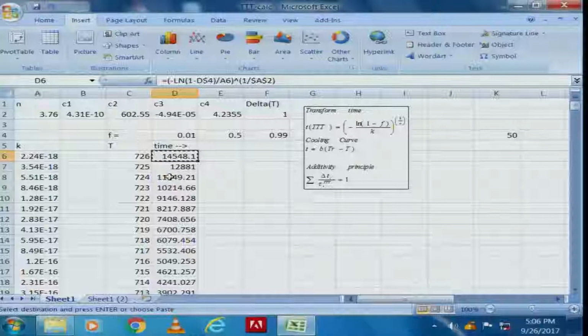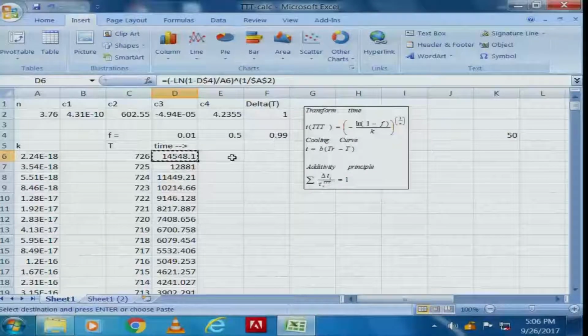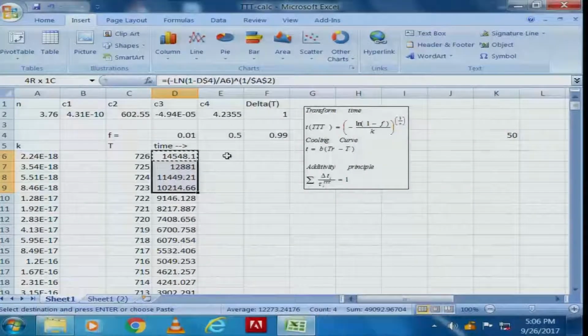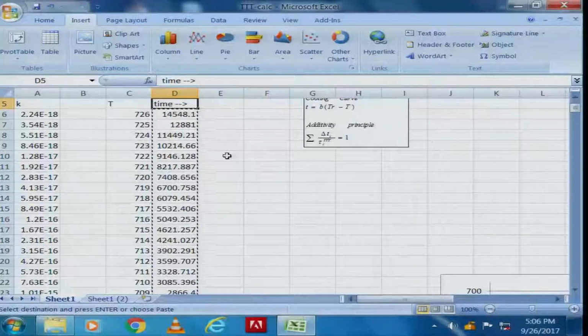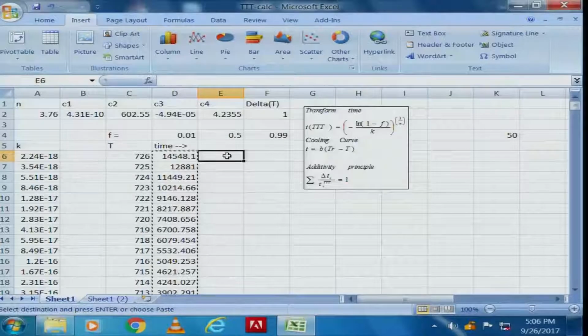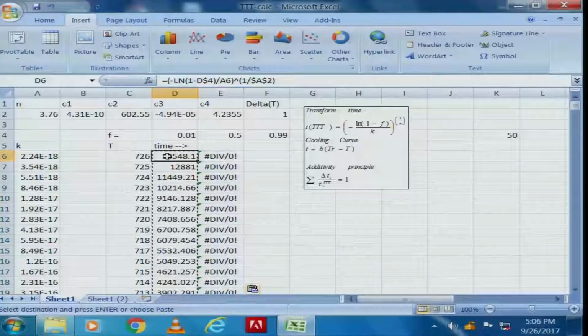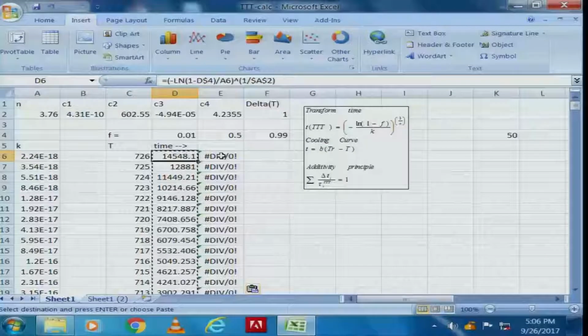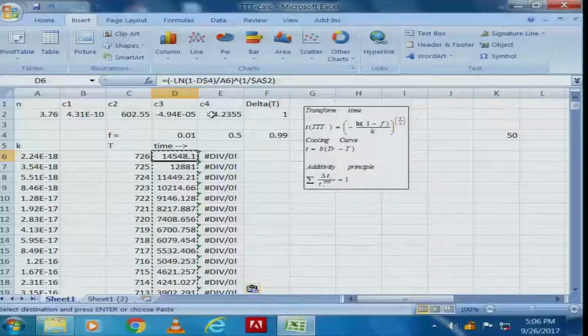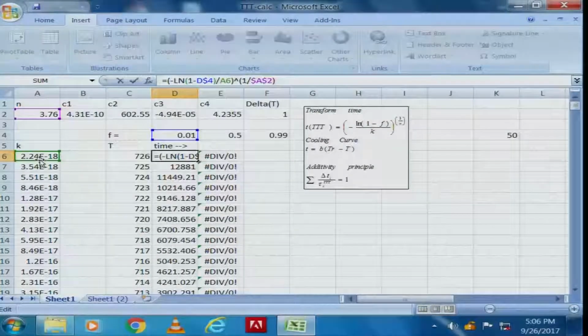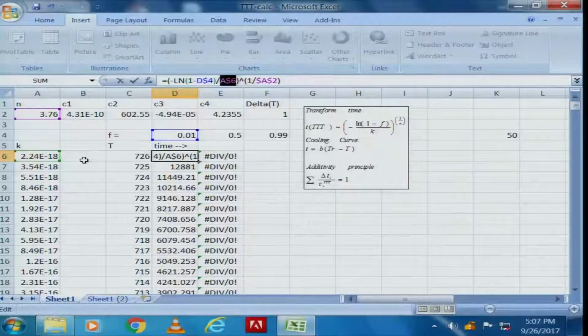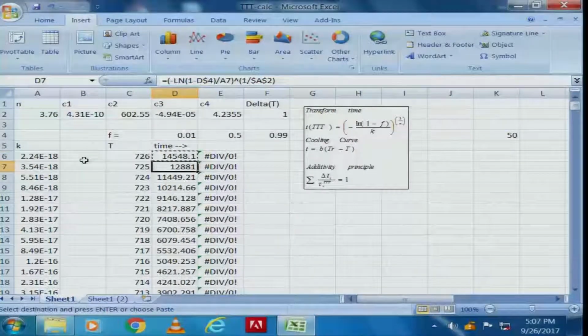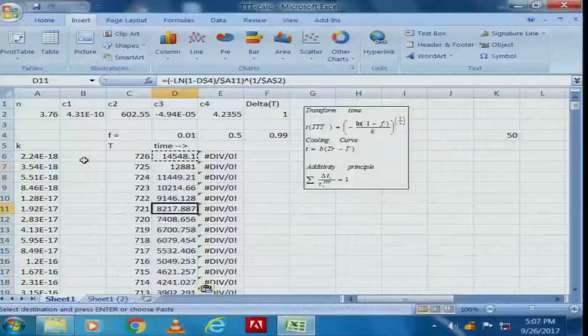All I have to do now to calculate the times for 50% and 99% is to copy this column now. Whoops, I must have made a little mistake here. Yeah, I should anchor A6 in such a way that the column does not change, but the row should be allowed to change. So, I must put the dollar sign in front of A. I will recopy this formula again in this cell, and that takes care of this.